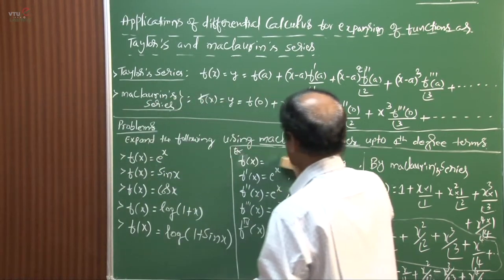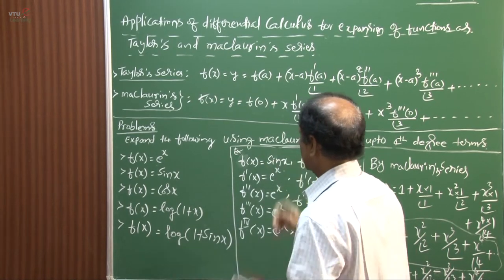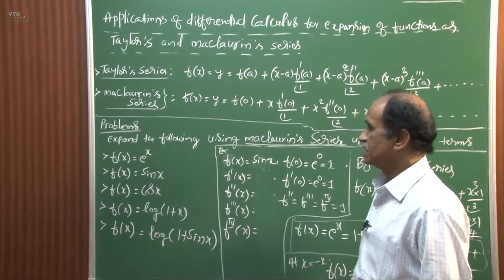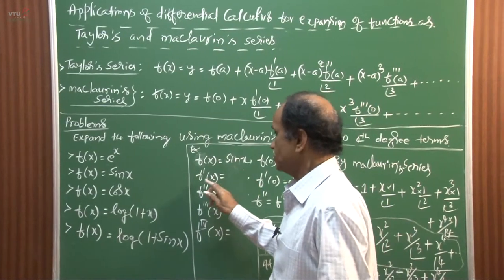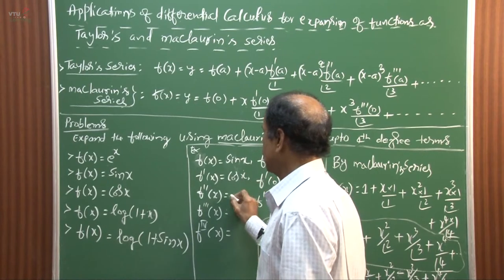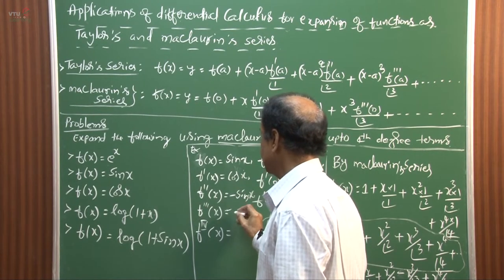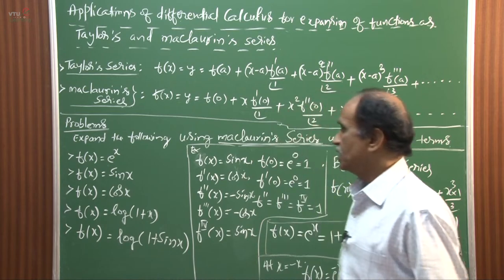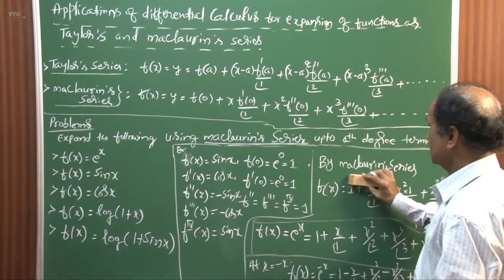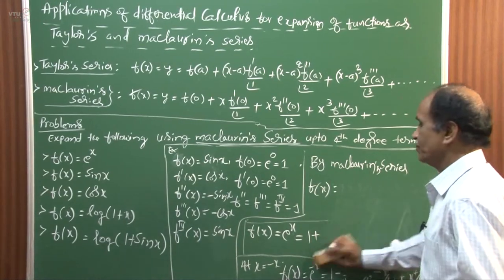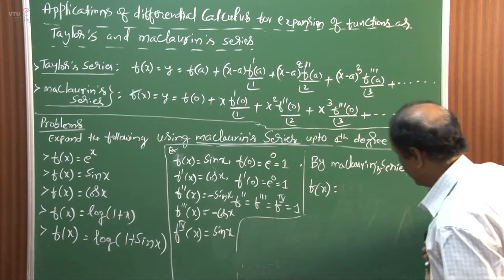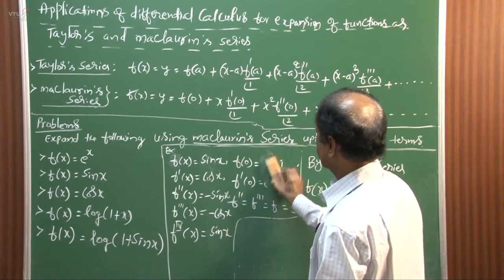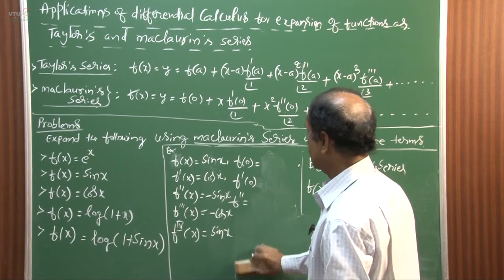Now f(x) is equal to sin x. Here I will continuously go on writing the derivatives. f(x) is equal to sin x, then f'(x) equal to cos x, and this is minus of sin x, and this is minus of cos x, and this is plus of sin x. Even you can continue for higher order derivatives. Then for the Maclaurin series, after finding the functional values, we will see how these values fall when you replace x by 0. That means here f(0), f'(0), f''(0), and so on.